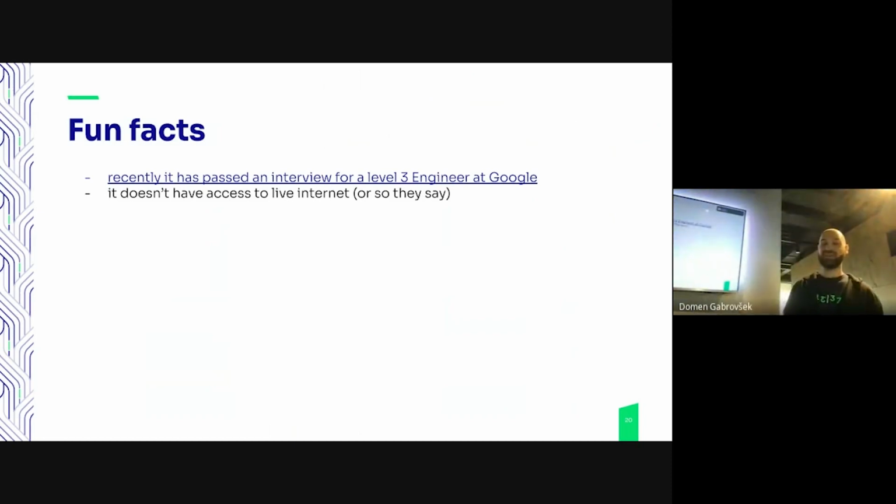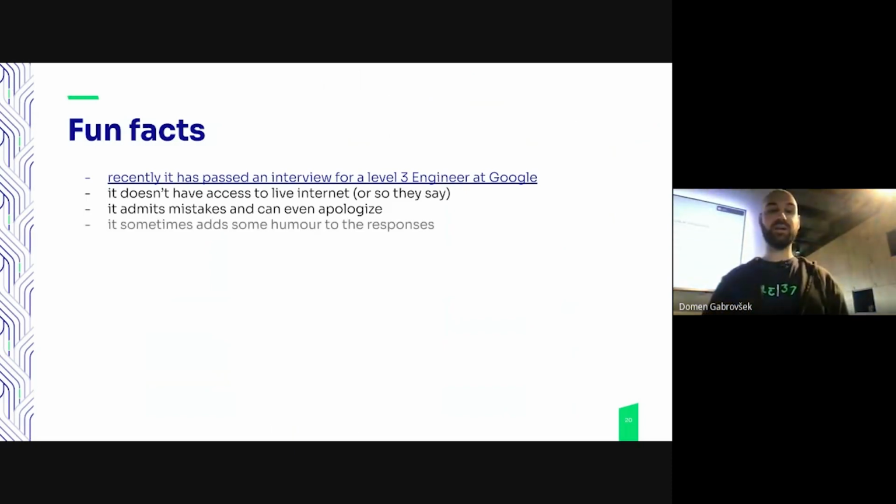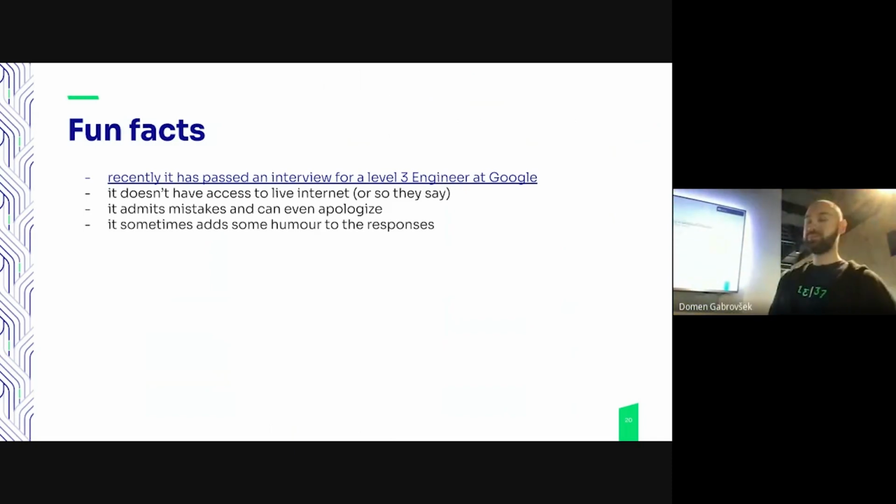It doesn't have access to the live internet, or so they say. In some examples, it seems to have it. I just talked to Eric today and he said there's a way, but they claim that it doesn't have it. So they say. It can admit mistakes and even apologize. Even before, when we corrected the Node.js version, it said, oh yeah, you're correct, and it updated the response. And it can sometimes even add some humor to the responses.